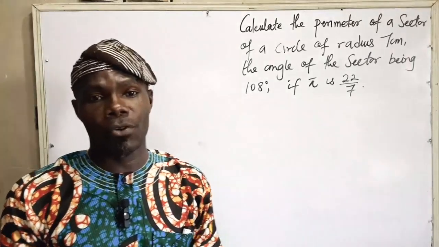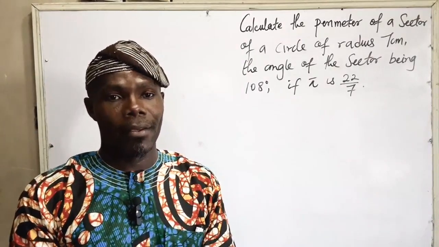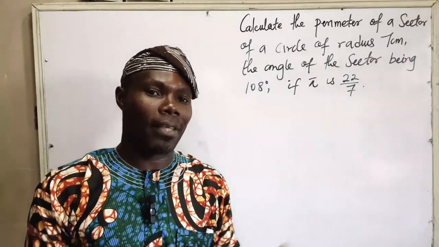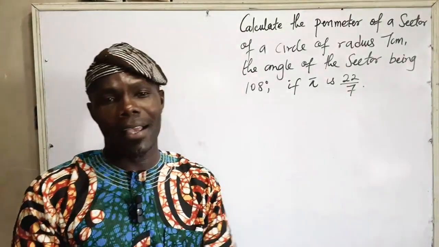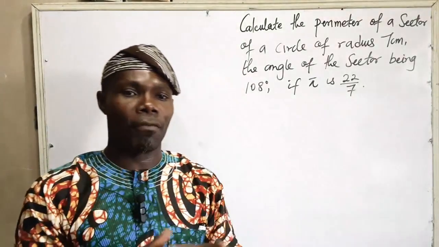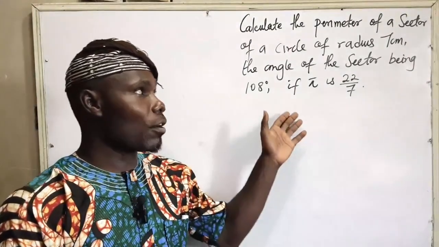In the previous video, we were able to discuss the circle and the length of an arc. But in calculating the perimeter of a sector, what is perimeter? Perimeter is the sum of the sides of a figure or an object. But today we have to solve this.